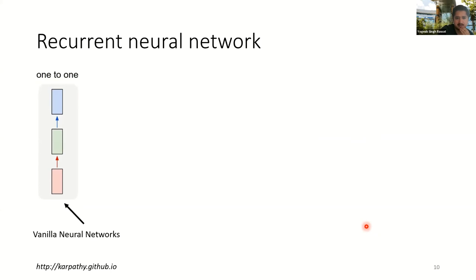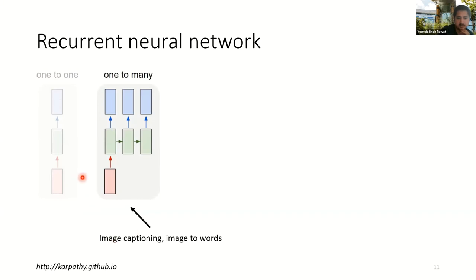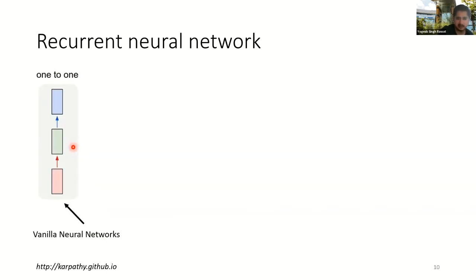Okay, so let's try to understand in what different scenarios we can use these recurrent neural networks. This is just a vanilla neural network, your standard CNN or anything. You just have one input, you do the processing, and you generate the output. This is called one-to-one mapping. You have one input, you generate one output. This can be image classification, video classification, text classification, so classification kinds of problems.